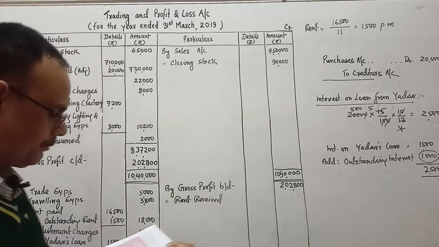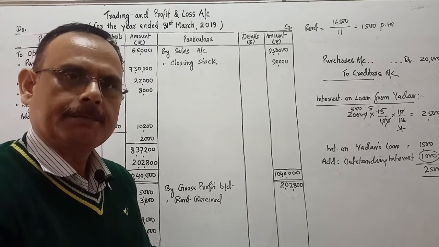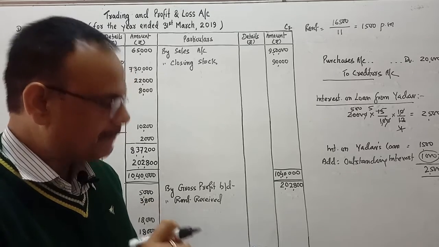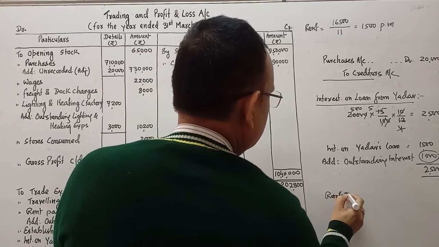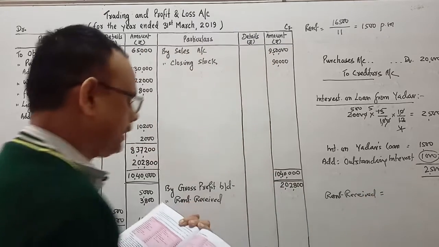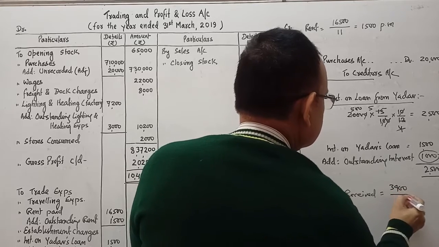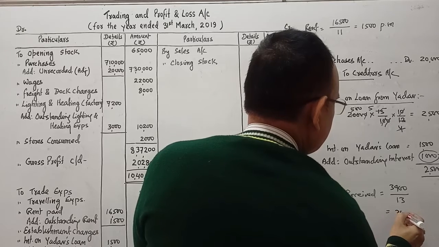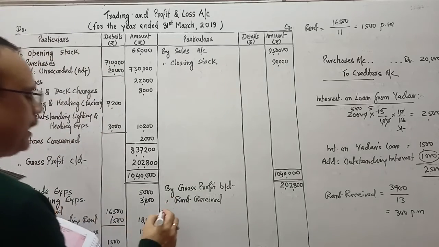Is there any additional information related to rent received? Yes, in adjustment number 6: rent is paid for 11 months but received for 13 months. So we will calculate the rent per month. Rent received given in the trial balance is 3,900 and it is for 13 months. It means per month rent is 300. So 1 month's rent is unearned rent.